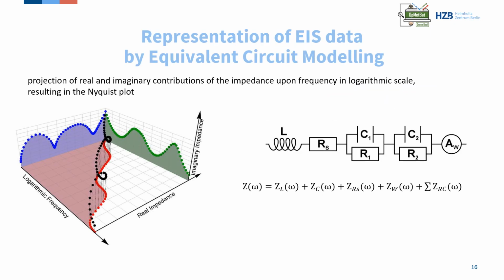The representation of electrochemical impedance spectroscopy can be visualized in Nyquist plots by projection of the real and imaginary contributions of the impedance upon logarithmic frequency, analogous to a three-dimensional plot. As previously explained, each of these contributions will have different trends at the different frequency points given by the electrical circuit elements of the system to study.